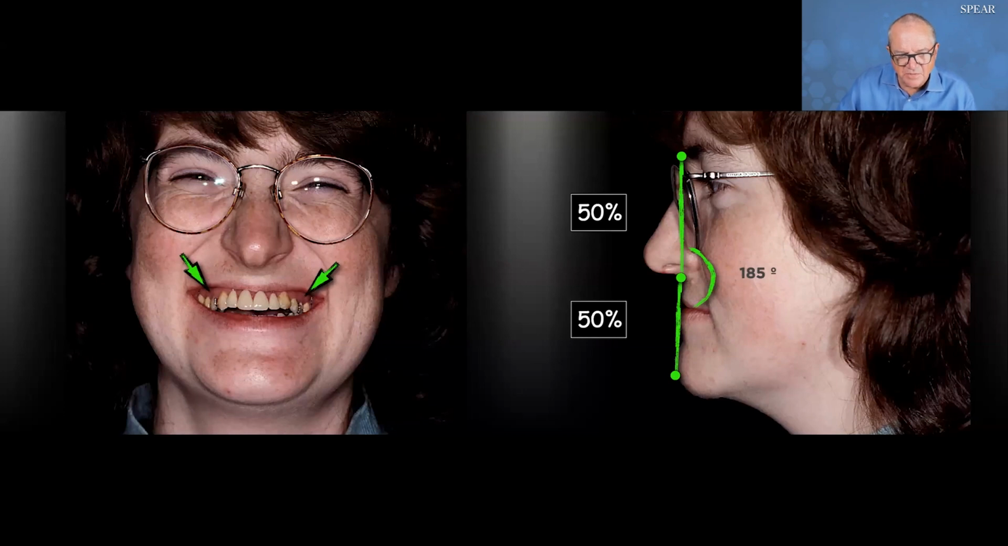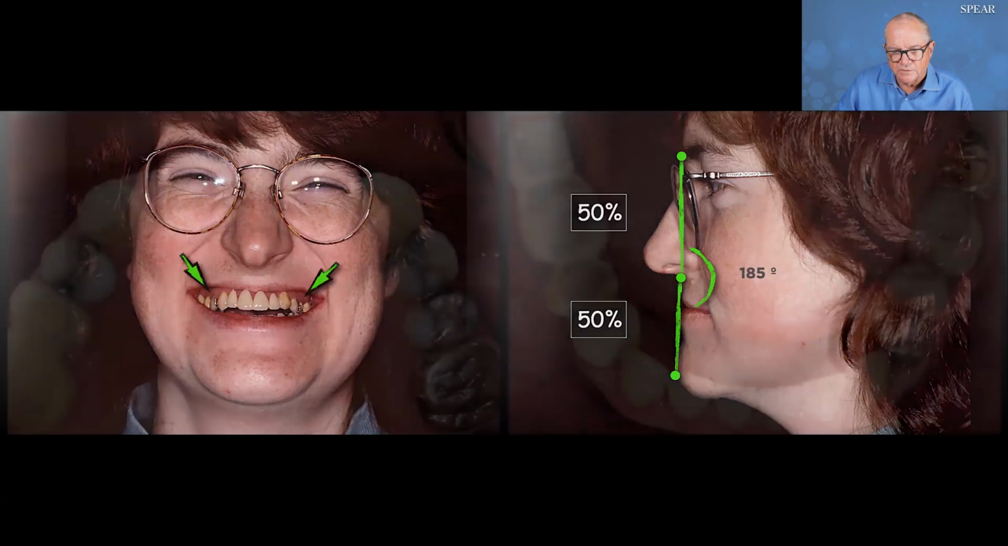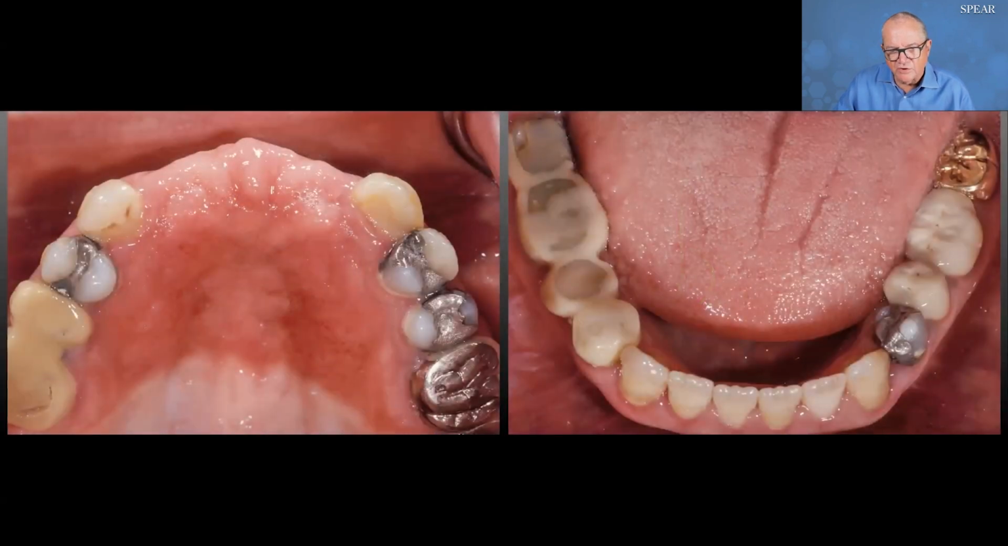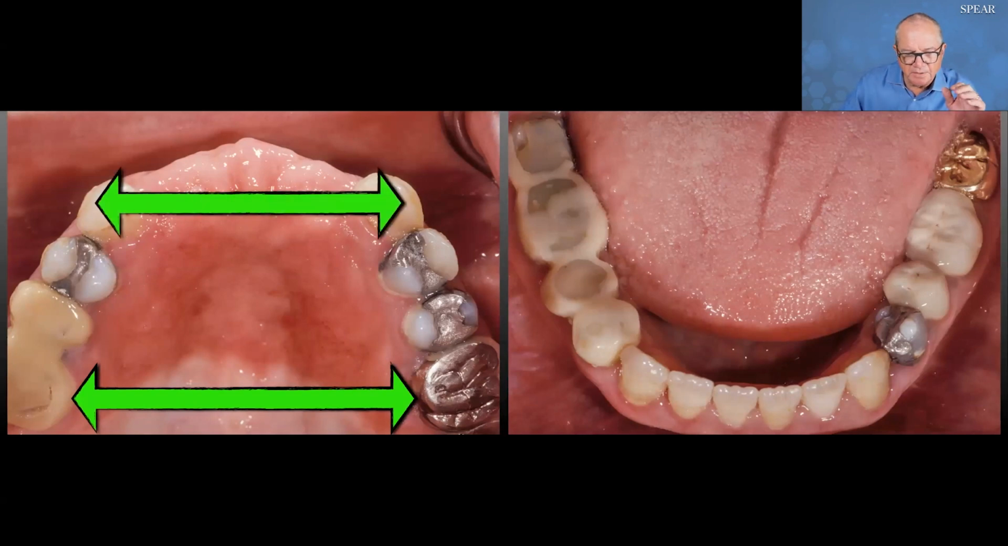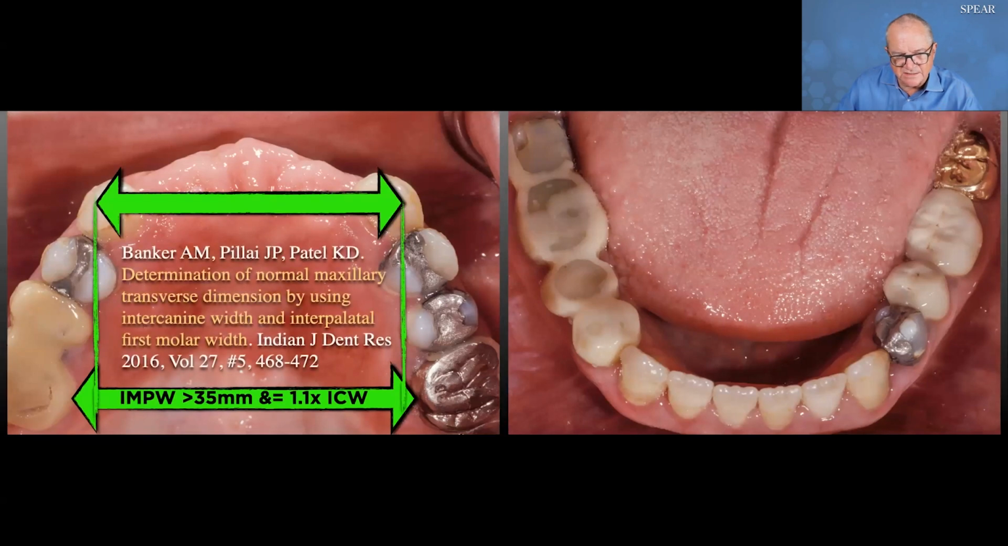Also notice how much gingiva she shows in the posterior of her smile. Look at the wear on the posterior teeth because they're the only things touching. So she's worn through some old provisional restorations. Her intermolar palatal width is actually normal. And another way to measure it is measure the canines. And typically what you're looking for is between the molars, you want it 1.1 times what the inner canine width is.